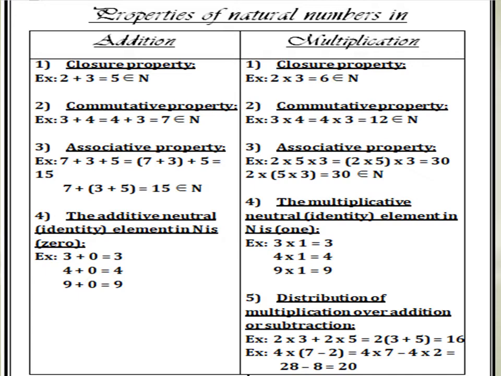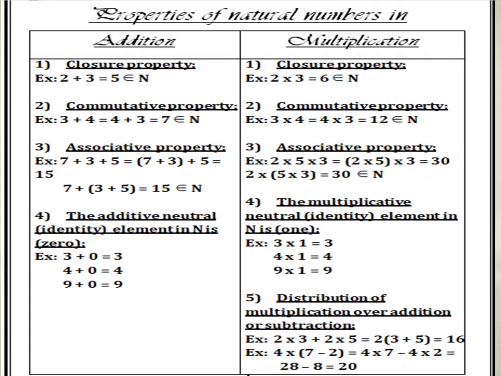Number 2, the commutative property. And as we said before, commutative means change the places. So in addition, we can change the places and the answer will be right. And also in multiplication, we can change the places and also the answer will be right. So here we can say the multiplication and the addition are commutative.